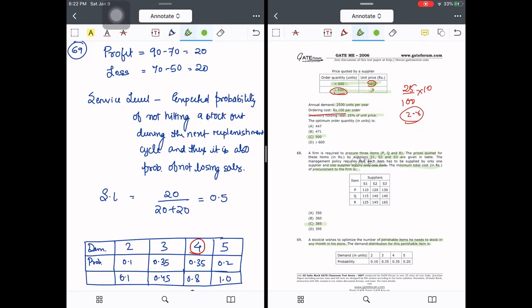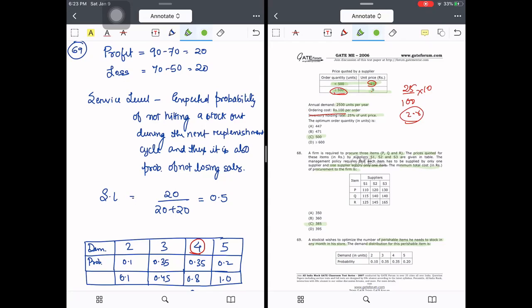385 is the answer. Question number 69. A stockist wishes to optimize the number of perishable items he needs to stock in any month of the store. The demand distribution of a perishable item is given. Perishable item means an item whose value degrades with time, for example, a vegetable or bread.